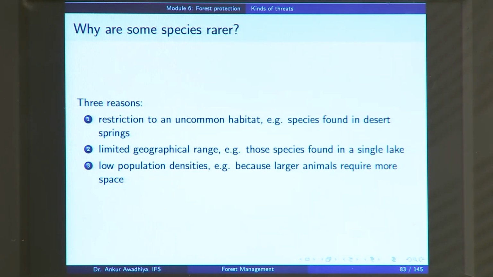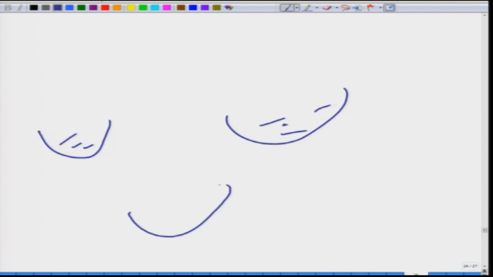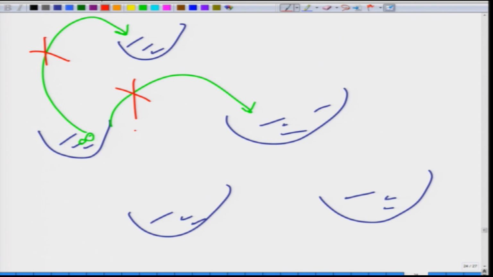Or you can have a species that has a limited geographical range, such as those species that are found in a single lake. So, here we are saying that you have lakes, and probably this species could have survived in a number of lakes, but then probably this species is a fish. Now, if you take this fish out into the other lakes, it will be able to survive, but it does not have a way to move out of this lake. So, it is confined to just a single lake.